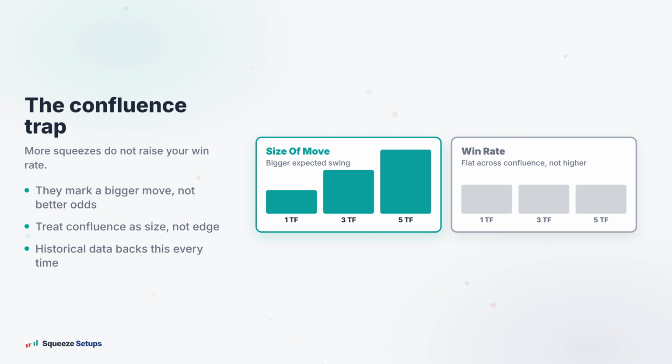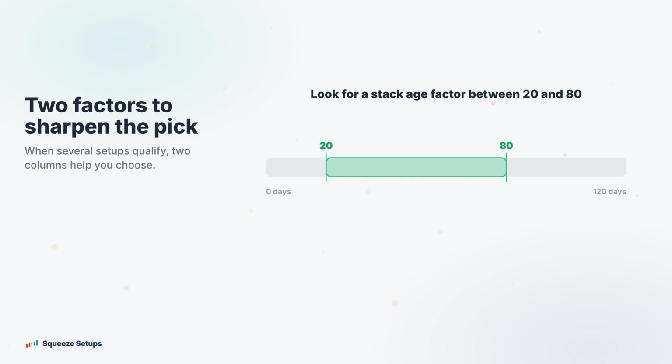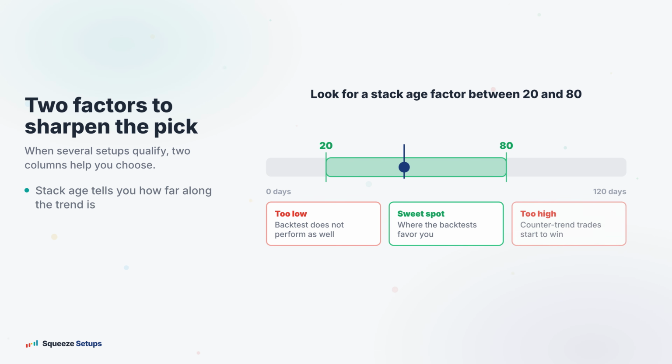Stack age, as the name implies, is a factor which tells us how far along this trend we actually are, and where we want to participate. I look for the factor value to be between 20 to 80. I found that to be a sweet spot based off of all of our backtests. Under 20, we found that the backtest doesn't perform as well, and above 80, we tend to see more of the counter-trend trades work as opposed to the with-trend trades. So 20 to 80, sweet spot for the stack age.